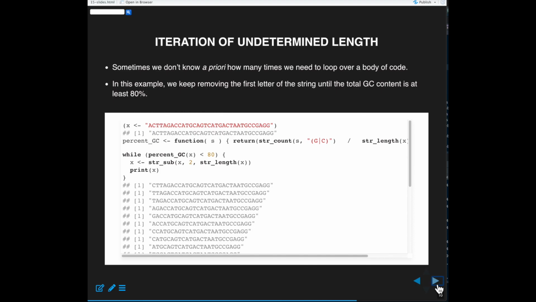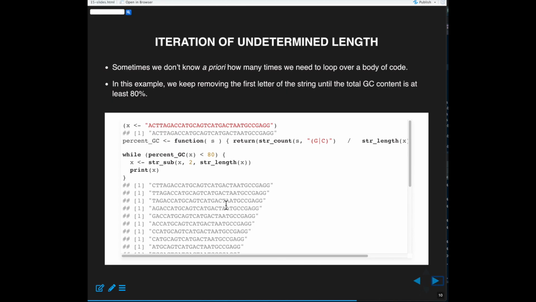All right, and then the last concept that I want to talk about today for this little R session is the idea of iteration of an undetermined length. Sometimes we don't know a priori how many times we need to loop over a body of code. Sometimes it's just hard to predict how many times you're going to need to do it. So in this example, this is just a simple example.